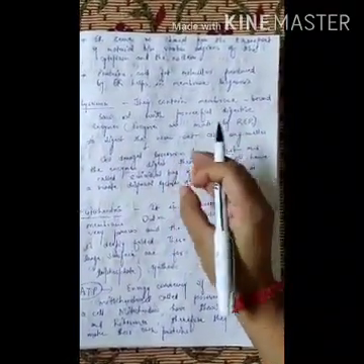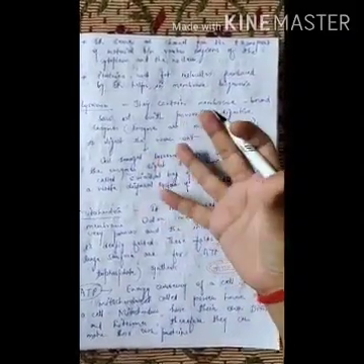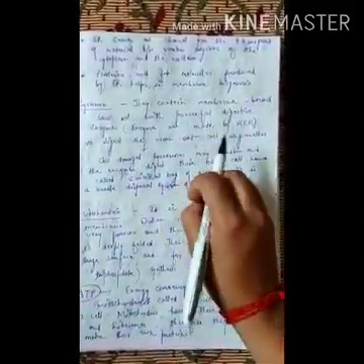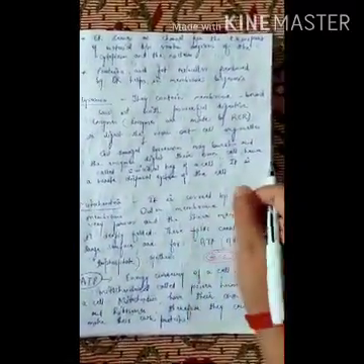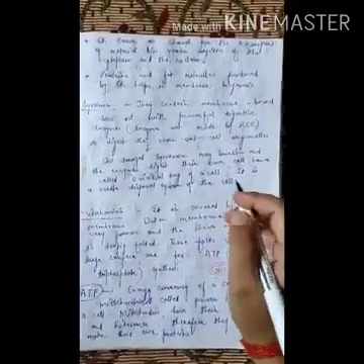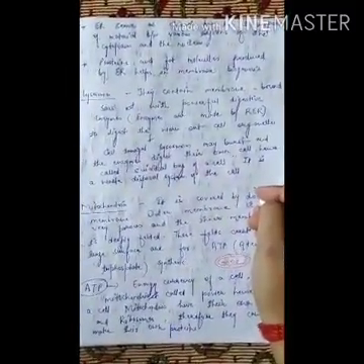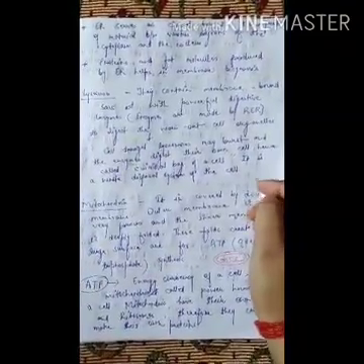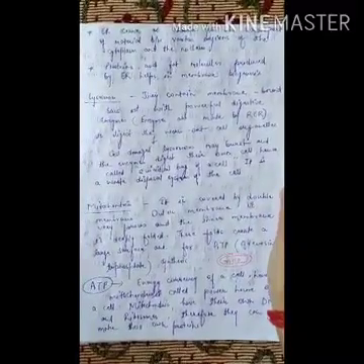Lysosomes are capable of bursting themselves completely, and the enzymes in the lysosomes easily digest their own cell, hence they are called suicidal bags. So it is called the suicidal bag of a cell, and it is the waste disposal system of the cell.